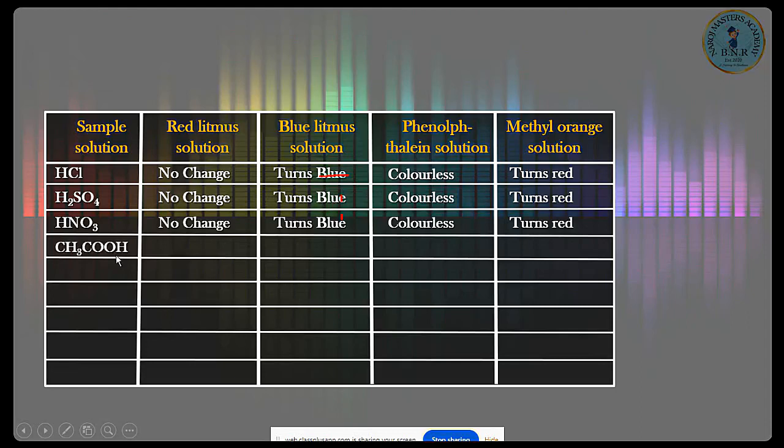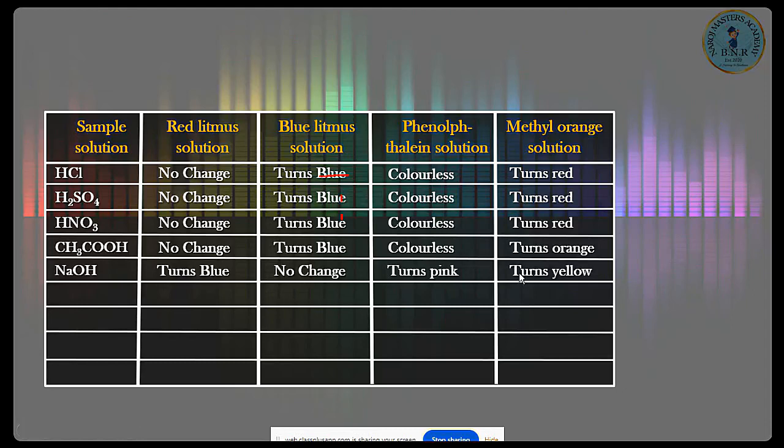And CH3COOH, a weak acid. Acid solution, red litmus paper, no change in color. Blue litmus paper turns red. Phenolphthalein is colorless, and here methyl orange turns orange. Why? Because it is a weak acid. NaOH: red litmus paper turns blue because it is a basic solution. Blue litmus, no change in color. Phenolphthalein changes to pink, and here it is yellowish, turns yellow. Is it right?